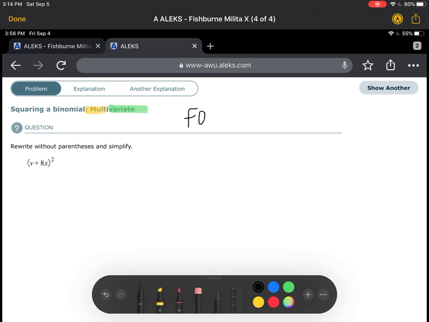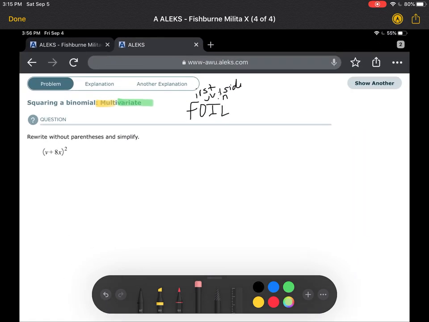So let's not forget about FOIL. Where you have first, outside, inside. Wow, I can't write today. First, outside, inside, last. I'm just going to leave that there and we'll get back to it. So I have first, outside, inside, last.